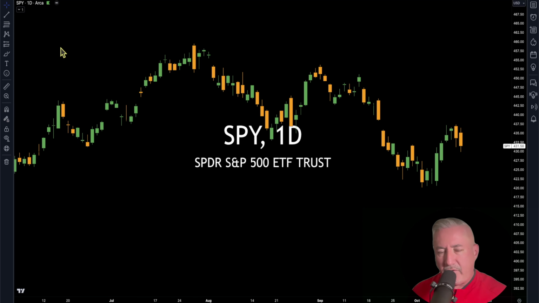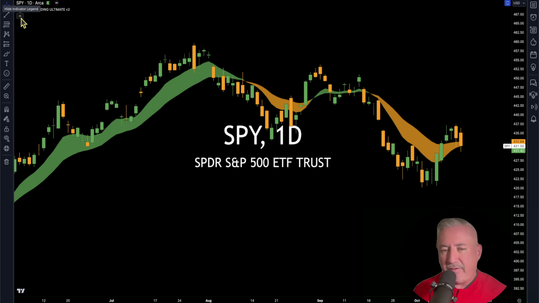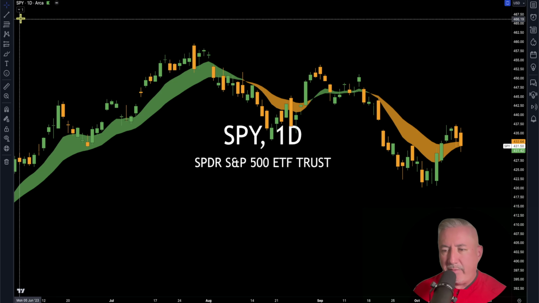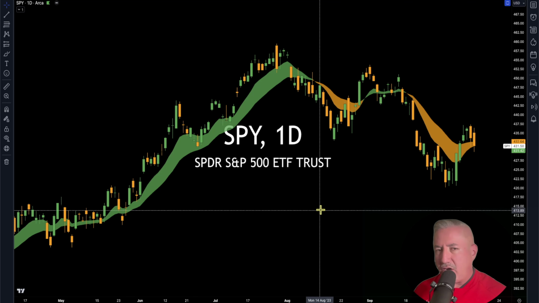If you're used to TradingView, you know, here's where you keep your indicators. I'm going to turn mine on, Bull Ring Trading Ultimate. There's a lot of other stuff in this indicator. This is just one of them. So these are clouds. The clouds are designed to tell you when the stock is getting stronger on the way up or getting stronger on the way down.